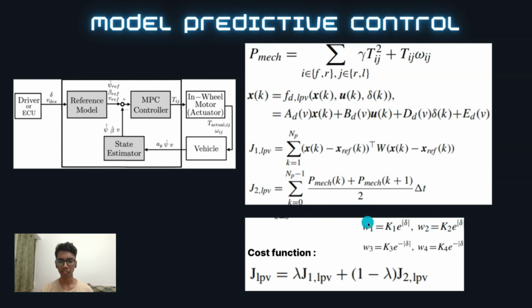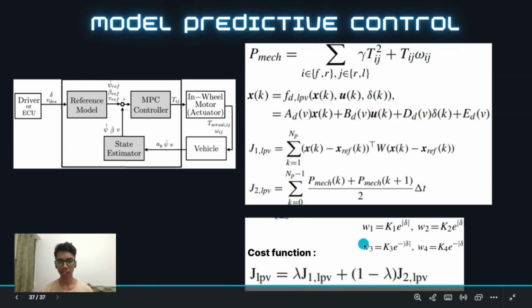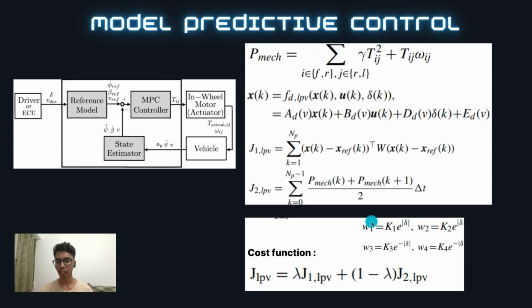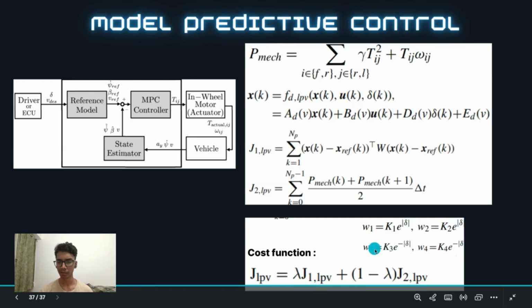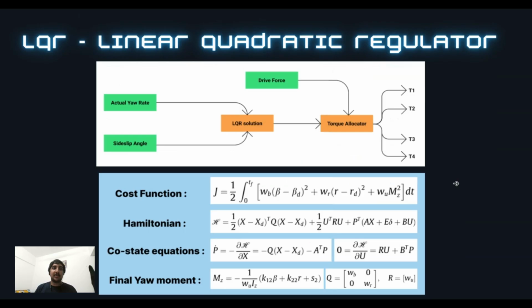These weights are given to the yaw rate and the side slip angle tracking, and these weights are given to the speed tracking and energy efficiency. These weights become large when we are cornering or delta is larger, and these weights become larger when the car is traveling along a straight road and delta is smaller. We then use this cost function to finally determine the optimal state.